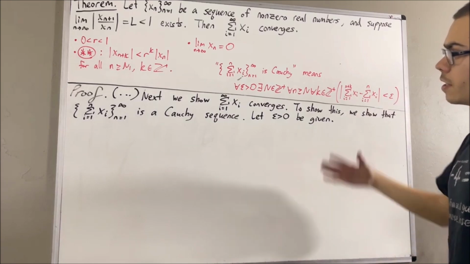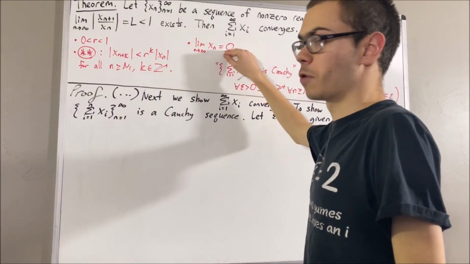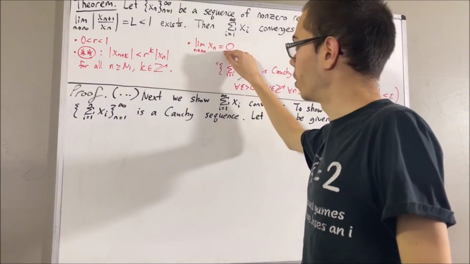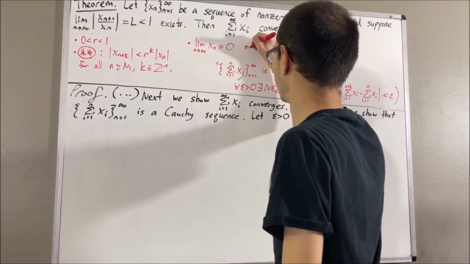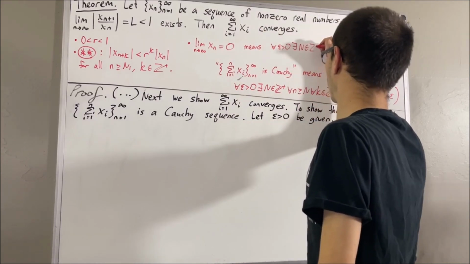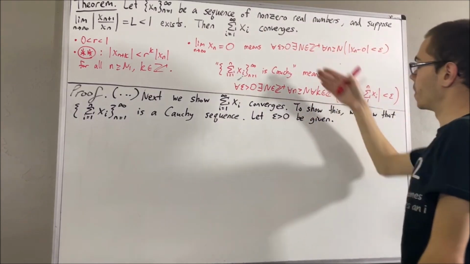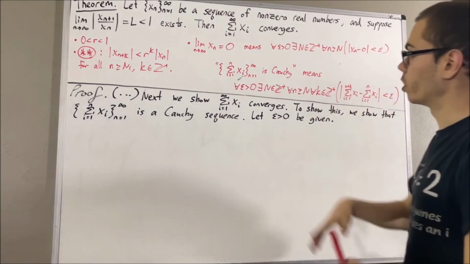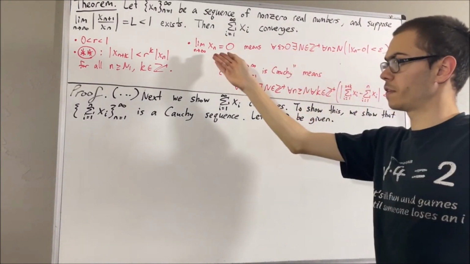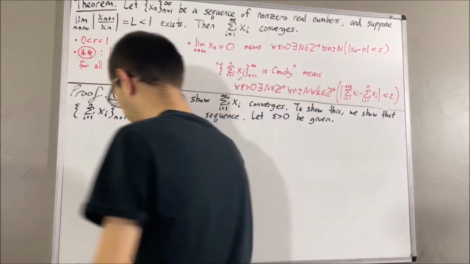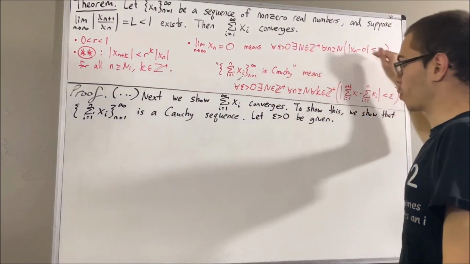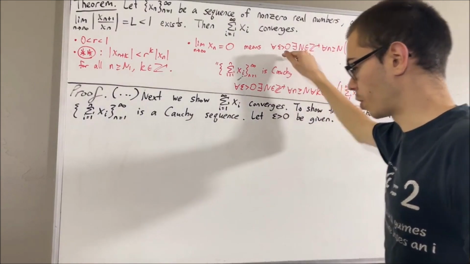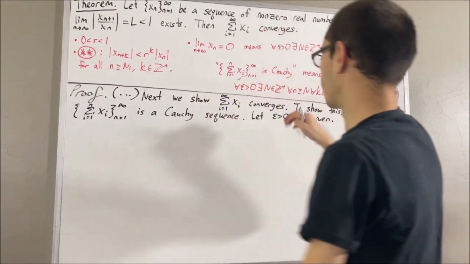Now, since we know that this sequence converges to 0, what does that mean? Well, let me write it out again. It means this. And we know that this statement is true because we just proved that this sequence converges to 0. And since this statement is true, we know that it works for every positive real number. So in particular, it must work for the positive real number epsilon.